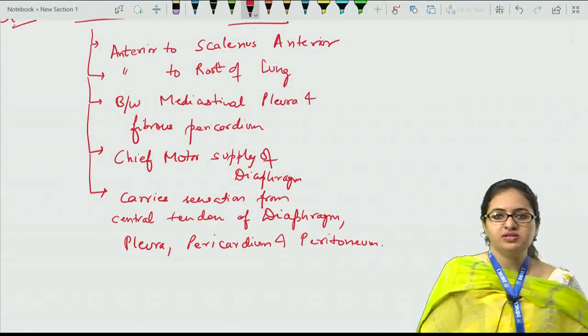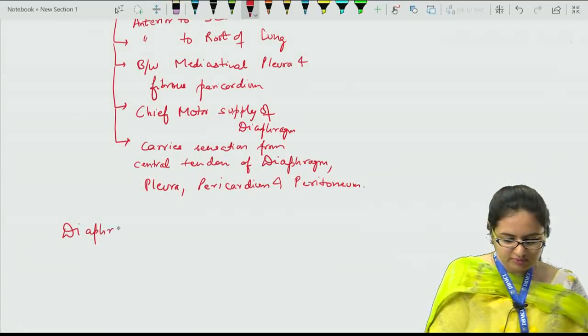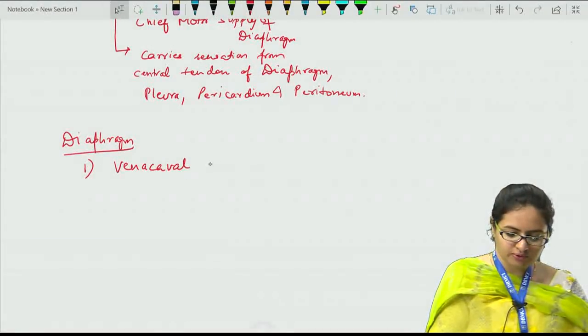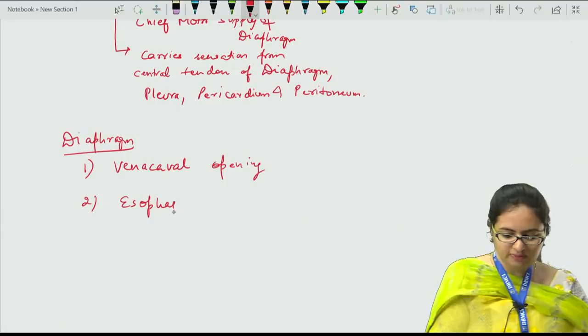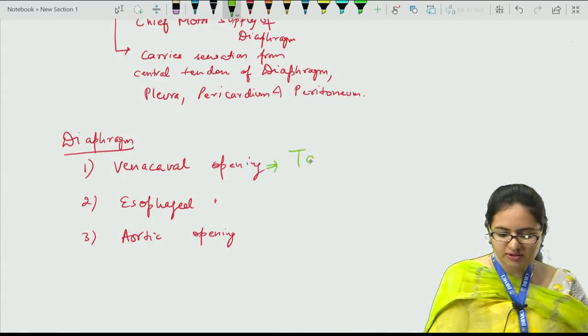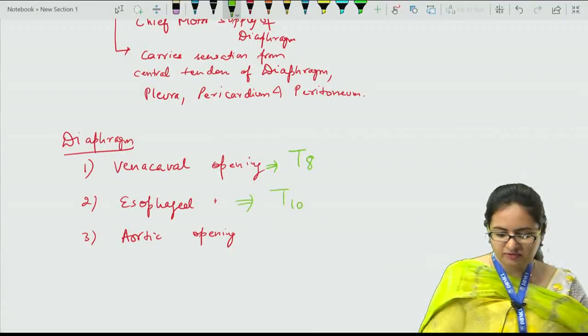Now when we talk about the openings present in the diaphragm, we have three major openings: the vena cava opening, the esophageal opening and the aortic opening. The vena cava opening is at the level of T8, the 8th thoracic vertebra. The esophageal opening is at the level of the 10th thoracic vertebra and the aortic opening is at the level of the 12th.